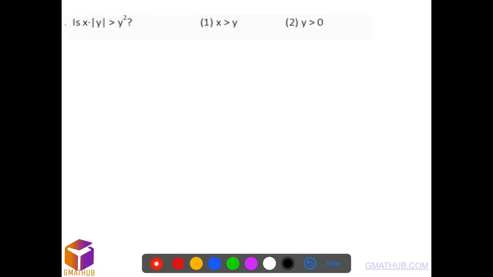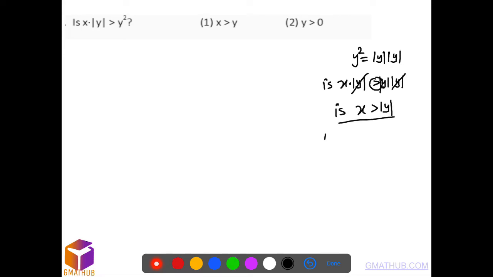Now, to simplify this question, y square can be written as mod of y into mod of y. So, is x into mod of y greater than y square? So, y square will be mod of y into mod of y. I can divide both sides by mod of y because mod of y is always positive. Remember, the inequality won't get changed. So now the new question becomes, is x greater than mod of y?